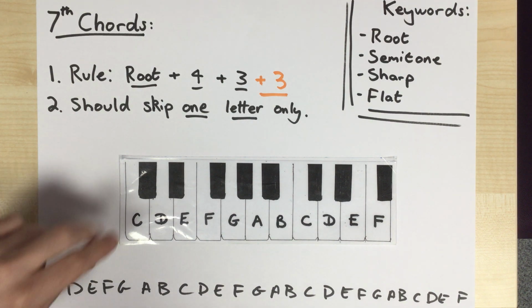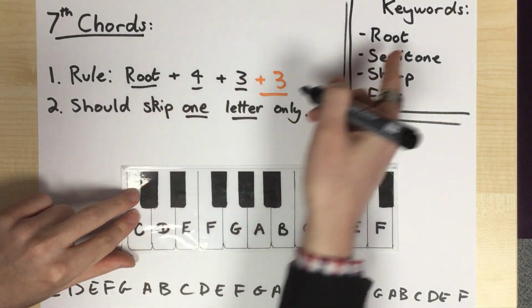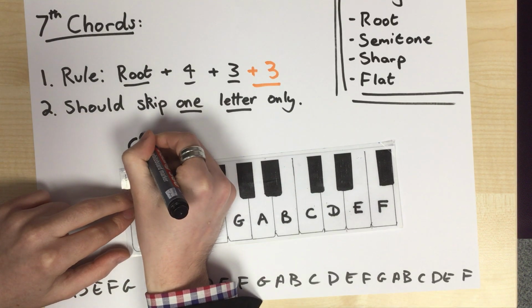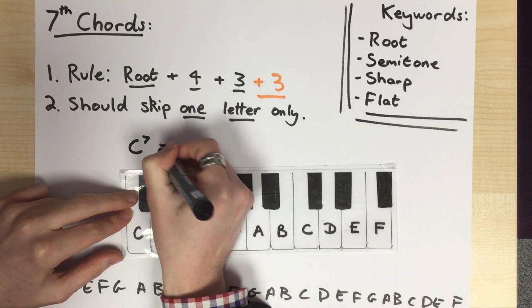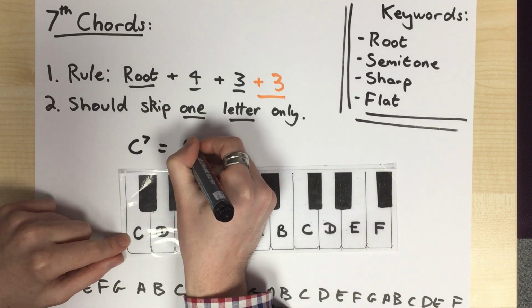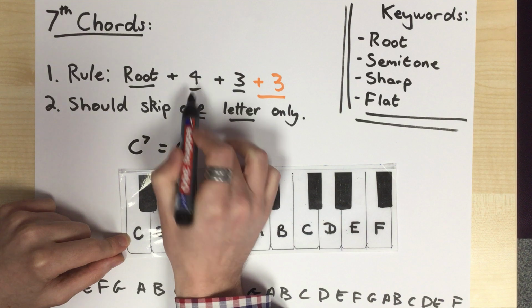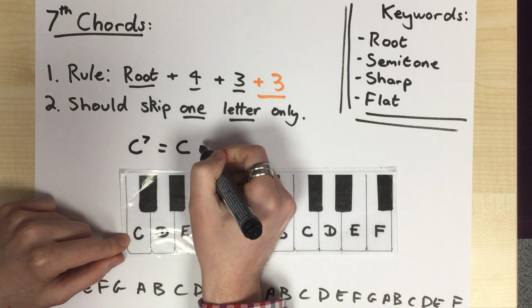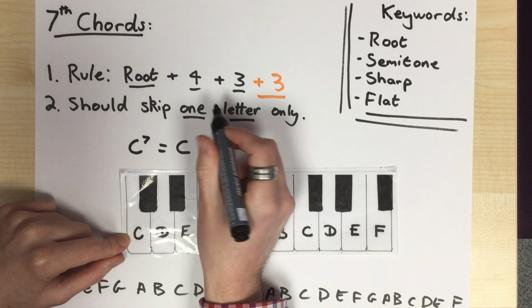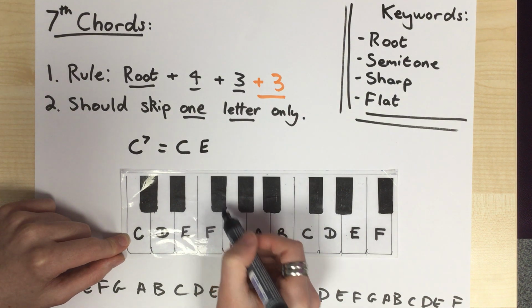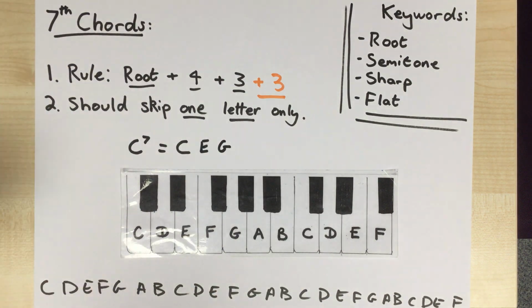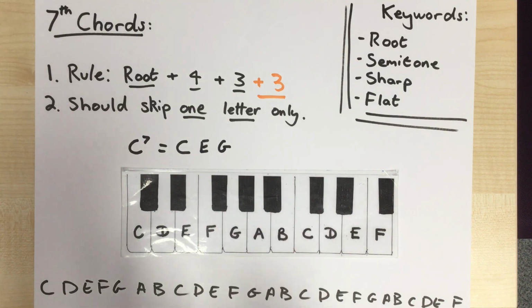So let's take the example of C7. You start off with your root, which is C. So C7, you'd write just like that. And that would be starting with C plus 4. So your root plus 4: 1, 2, 3, 4, E. Plus 3: 1, 2, 3, G. Now this is just like we did before, nothing's changed, apart from now we're going to add in another 3.